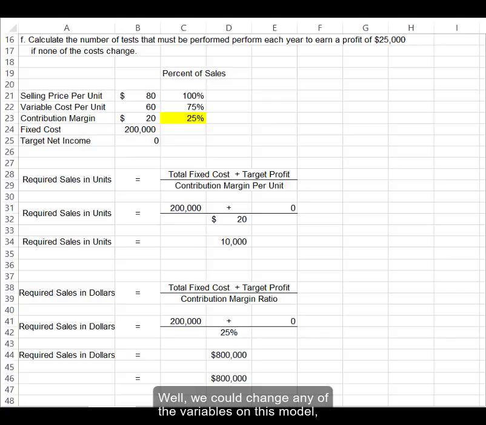Well, we could change any of the variables on this model, the selling price, the variable cost, fixed cost, or the targeted net income, and all the numbers will change. This is a terrific example of how we can use Excel in managerial accounting.